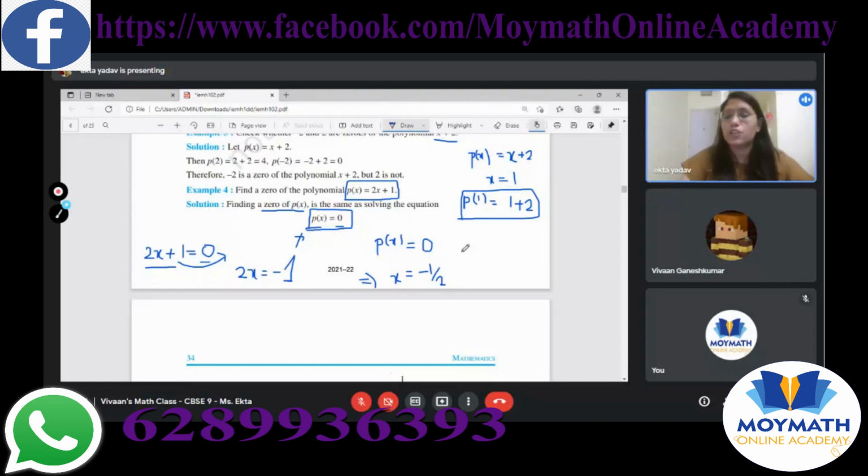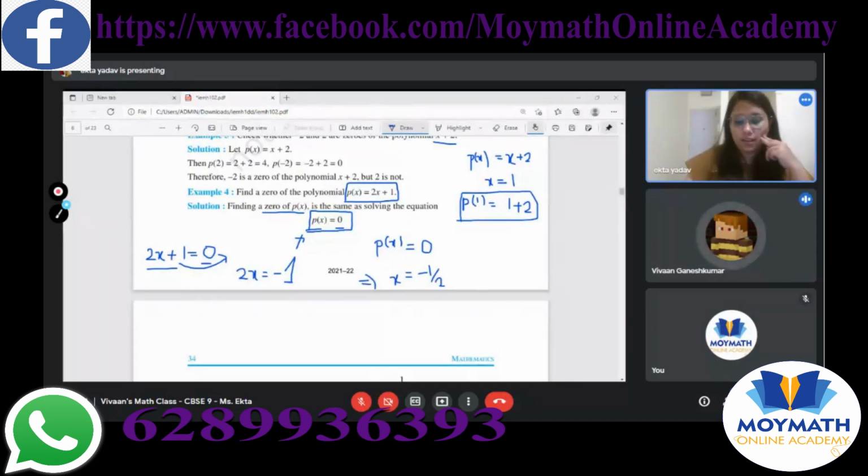So at x is equal to minus 1 by 2, my polynomial will become 0. Check it. Is it becoming 0? Have we found the right 0 of the polynomial? Yes, we found it. Right? So whenever in the question you are being asked to find the 0 of the polynomial, equate your polynomial to 0 and find the value of x. That value of x will give the 0 of the polynomial. Okay?